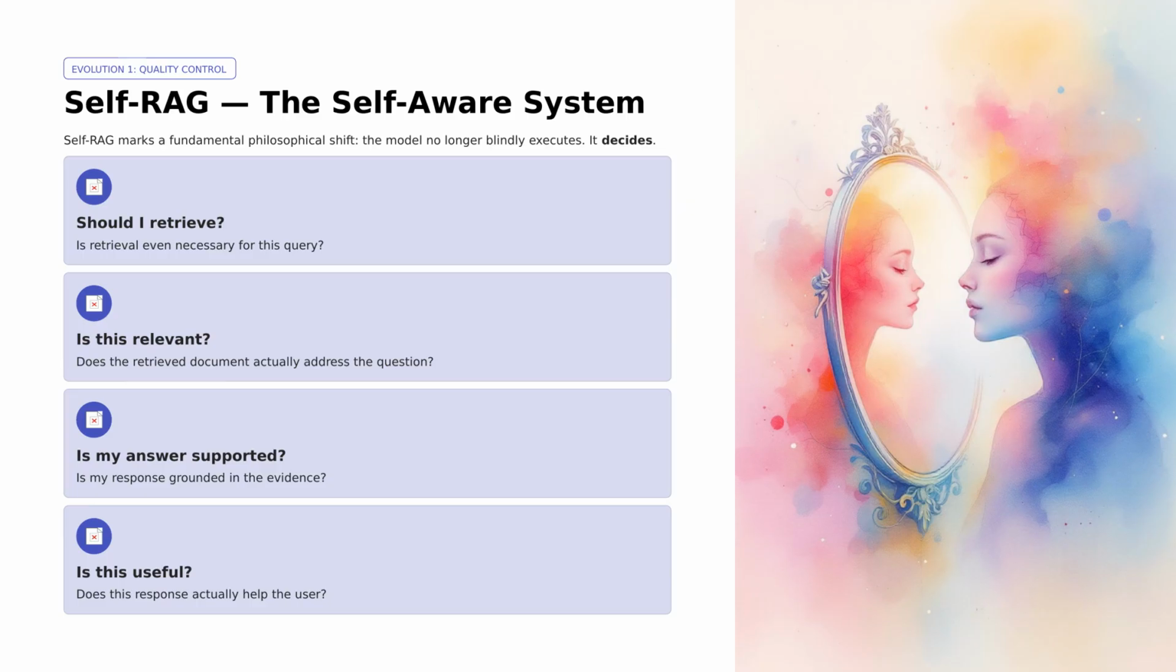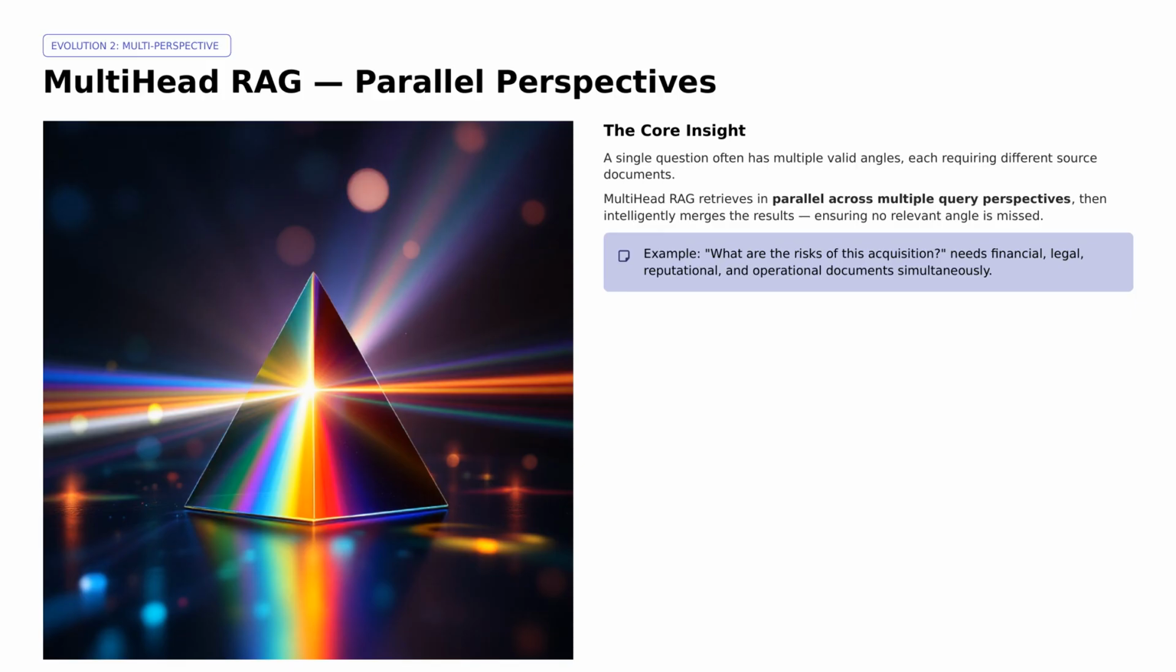Welcome to Evolution 1, Quality Control, featuring Self-RAG, the self-aware system. This marks a major philosophical shift in AI. Now, instead of blindly executing tasks, the model makes critical decisions. Should it retrieve information? Is retrieval necessary or relevant? Does the document address the question? Is the answer supported and grounded in evidence? Ultimately, is the response useful and does it truly help the user? This elevates AI's role in quality control.